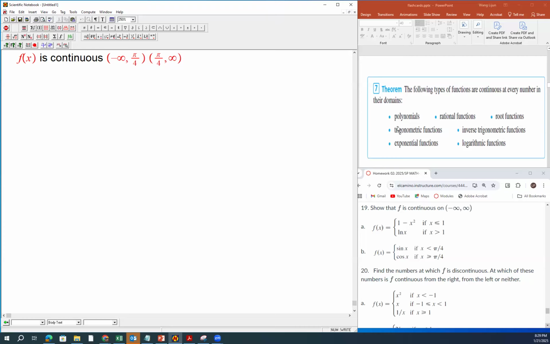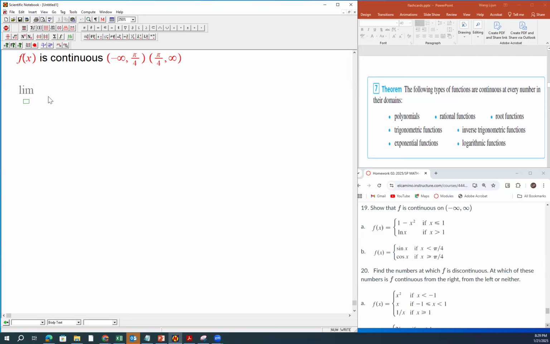Well, a trig function is continuous in its entire domain. The sine function's domain is all real numbers, and less than pi over 4 is only part of it. The cosine function is continuous in its entire domain, so greater than or equal to pi over 4 is also part of it. So the only point in question is pi over 4. We're going to do the same trick.